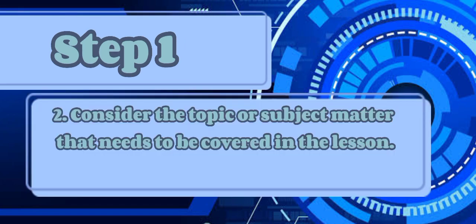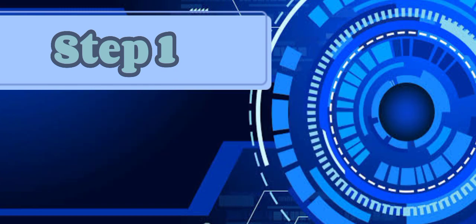In making a lesson, make sure first of the topic and objectives, and make sure that the topic is suitable for the students' thinking skills, and see to it that the objectives can be manifested by the learners. Number 2. Consider the topic or subject matter that needs to be covered in the lesson. So in making the topic, consider the capabilities of the students to understand it. Teachers need to adapt to the knowledge of their students.